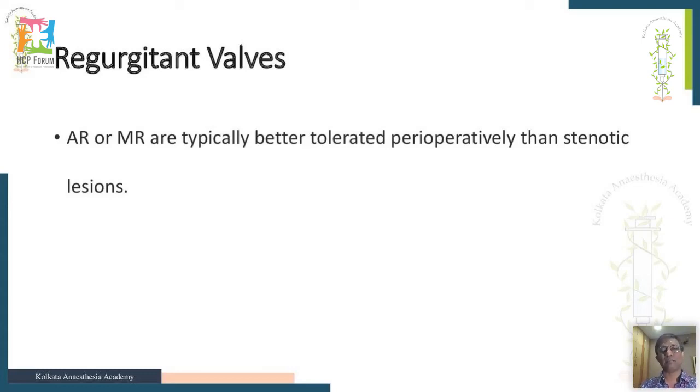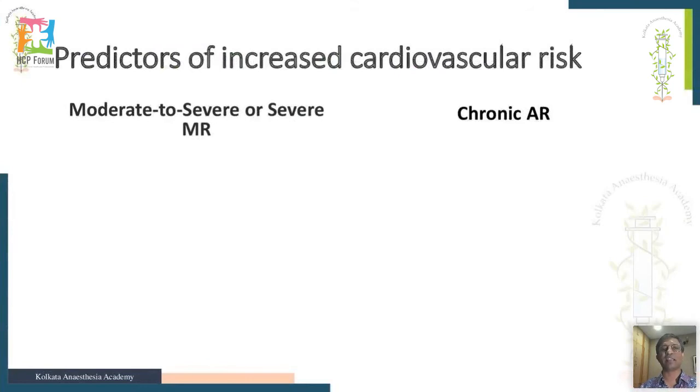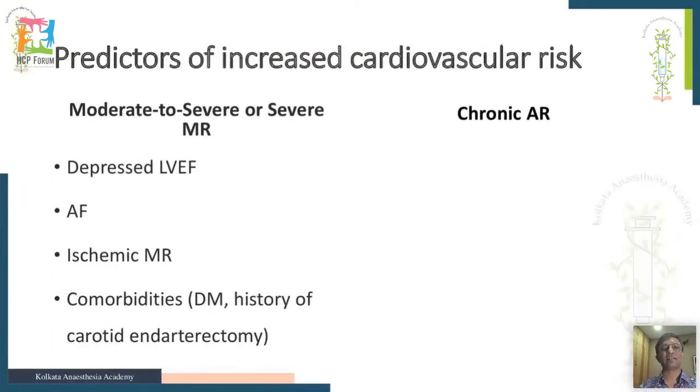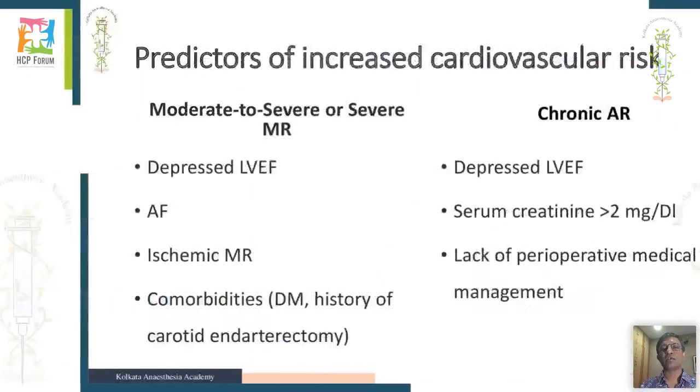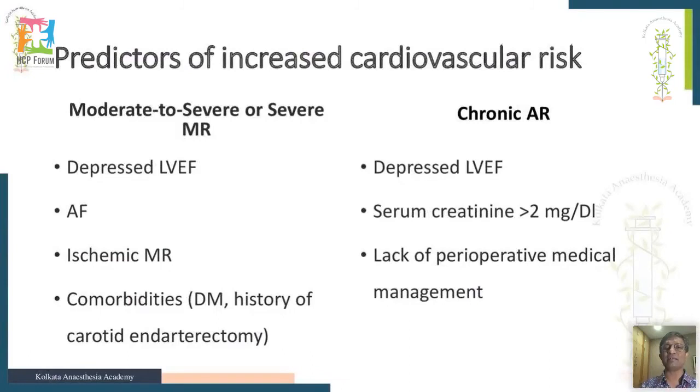Again, let's look at what the predictors are for increased cardiovascular risk in patients with moderate to severe MR or chronic AR. It's LV function, atrial fibrillation, or an ischemic MR along with it, and comorbidities like diabetes, carotid endarterectomy. For chronic AR, it is again the same thing, plus renal dysfunction and lack of perioperative management.